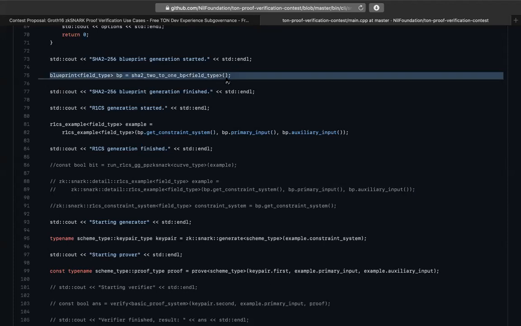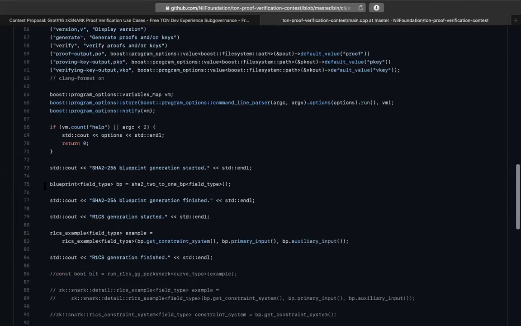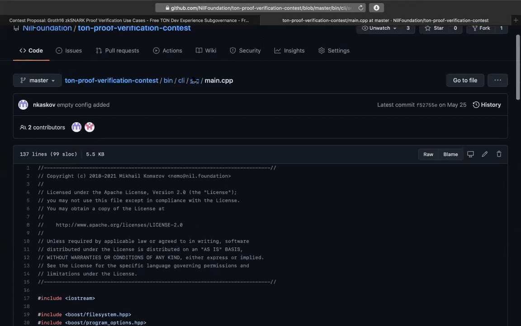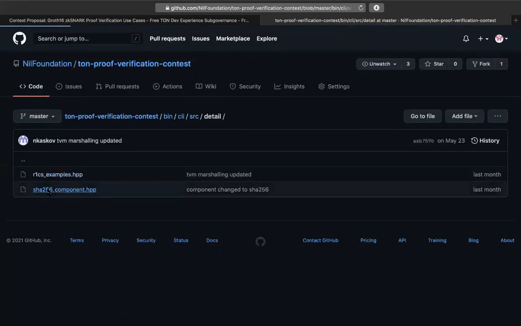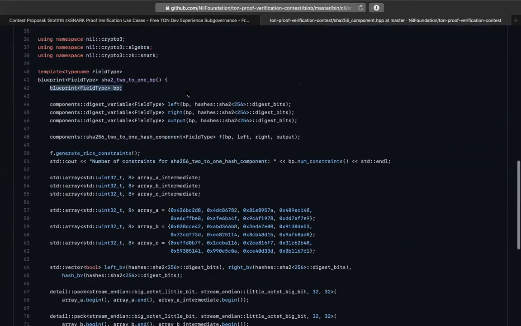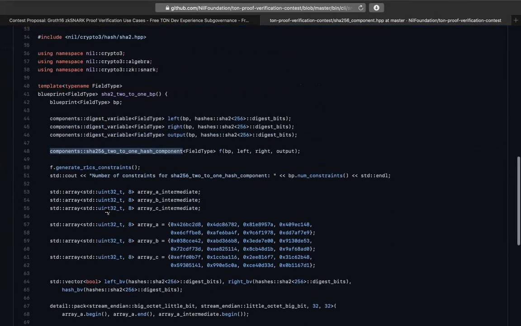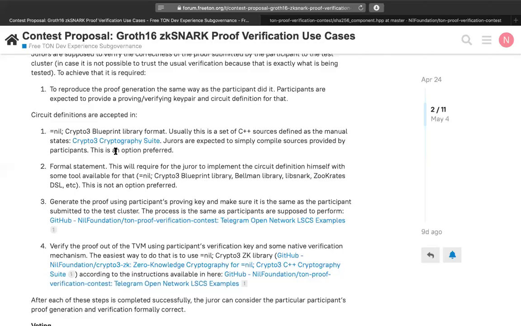So you'll find the blueprint and all the lines which define the blueprint via components or via whatever. For example, here there's a blueprint and there are various components defined over it, for example a hash component usage. That's an example. That's going to be the out-of-the-VM part, the part which generates the actual proof, which participants are expected to submit into the cluster, into the verification instruction.